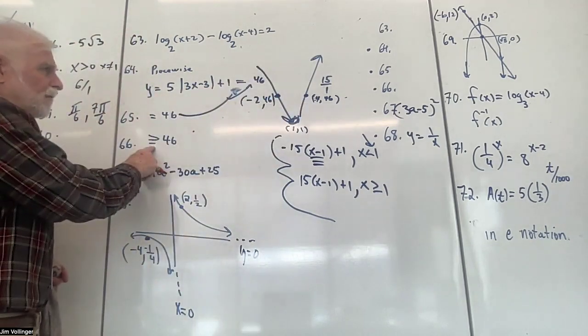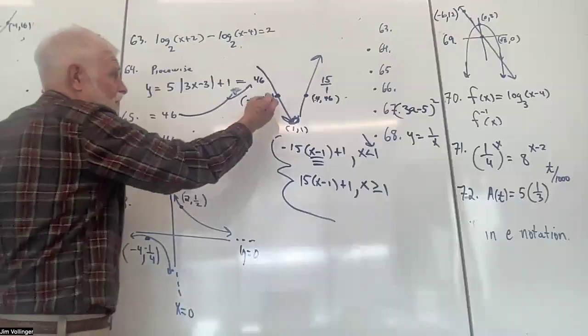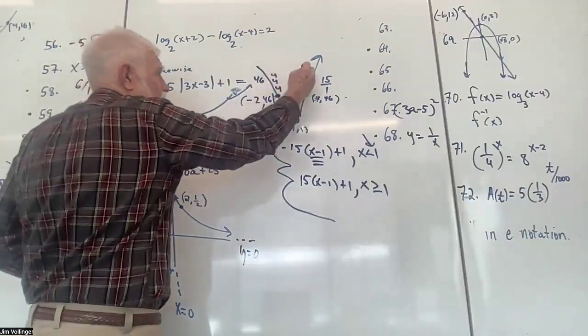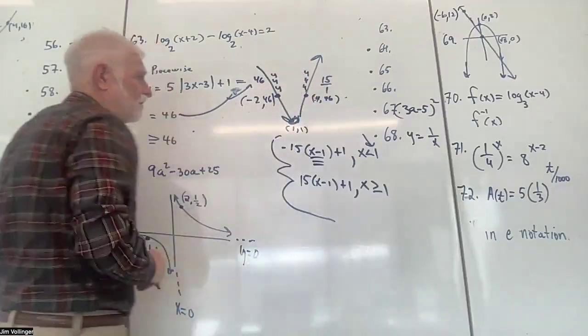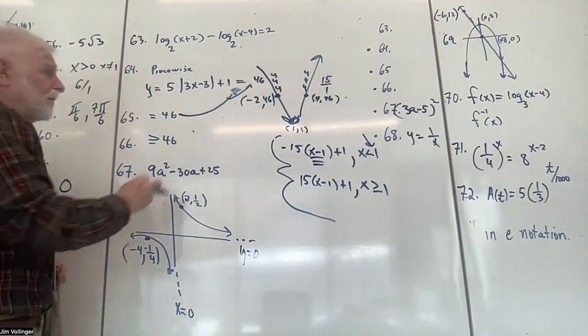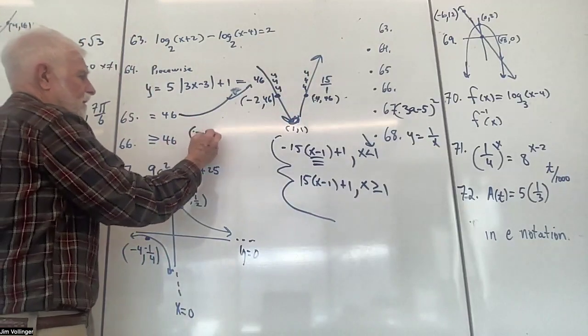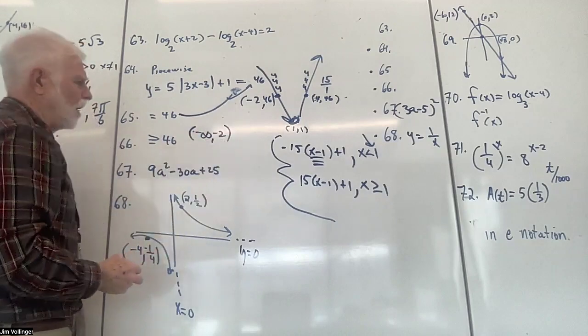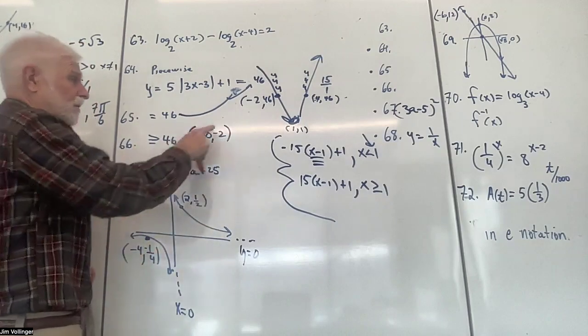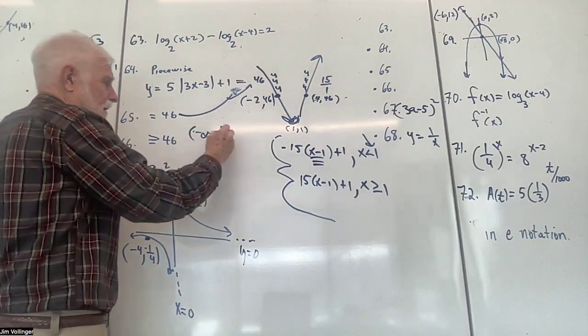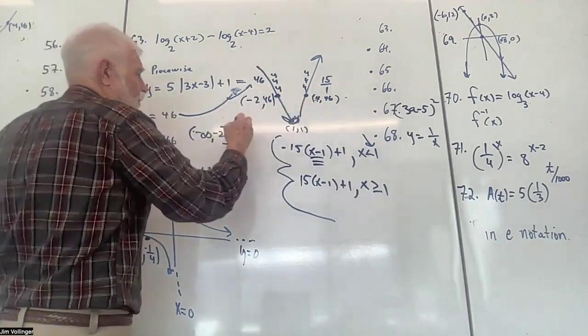Now, when am I greater than 46? I can see when I'm bigger than 46 for these y values. Those y values are bigger than 46. When does that happen? -infinity to -2. And did I want or equal to? Or equal to, so that's a bracket. Union 4 to infinity.